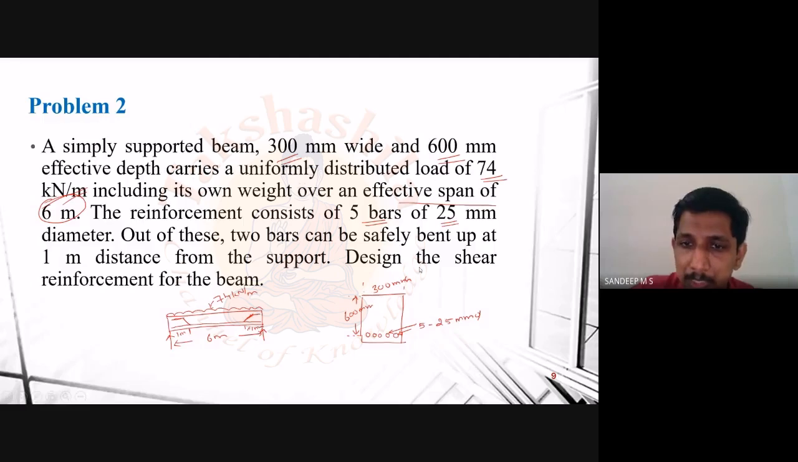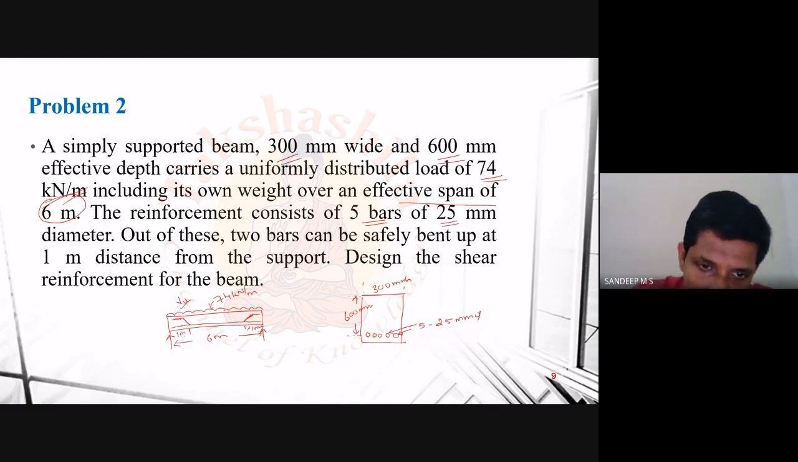So basically we are supposed to design the shear reinforcement. Okay, so when you do such a problem, in the actual case, what you have to do is to initially find out the critical section, that is at a distance of effective depth from your support. So take a section there, calculate the shear force coming there, then convert that into factored shear force, that is multiplied by 1.5. Then you perform the design for this section.